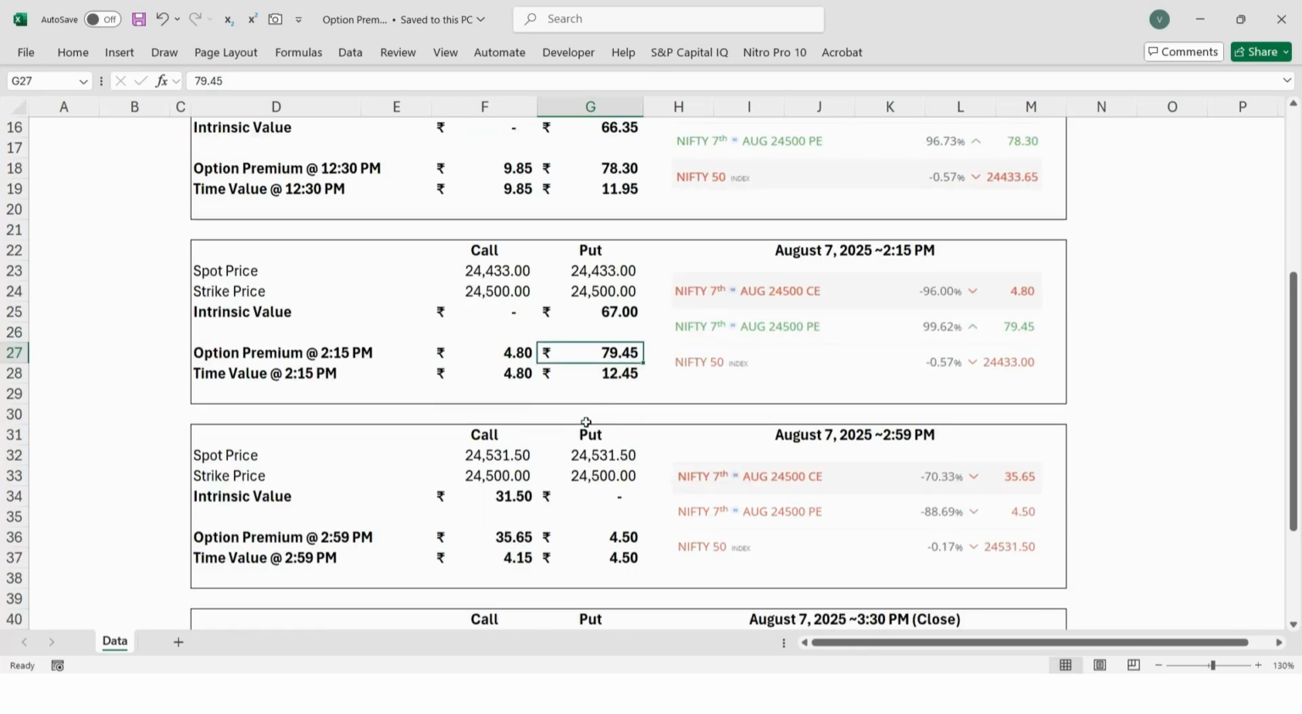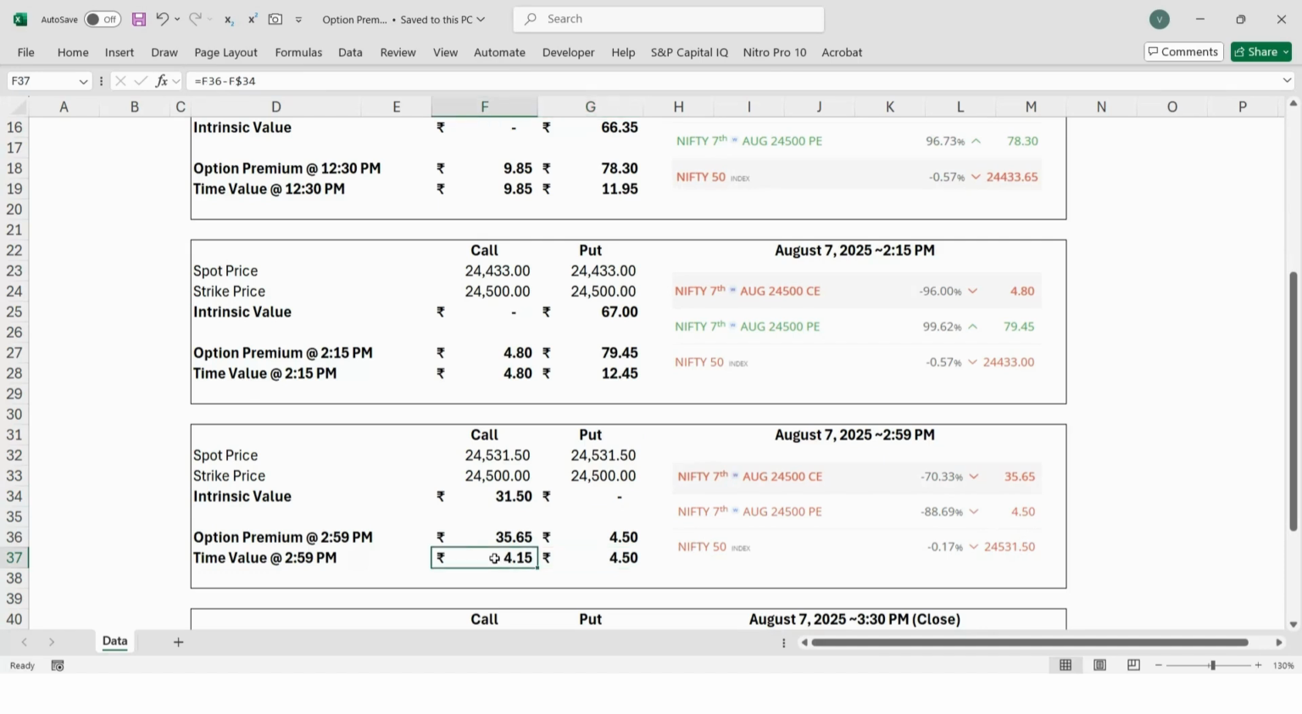At 2:59, the picture is very different. The market has actually moved 100 points higher from where we were. From 433, the market has gone to 531. And that has changed the entire picture. Now, your call option is in the money. You are above the strike of 24,500, and call option suddenly has intrinsic value, while the put, which was enjoying an intrinsic value of 66, 67 rupees, is now zero. The put is trading at 4.5 rupees, which is purely the time value for the next 30 minutes.